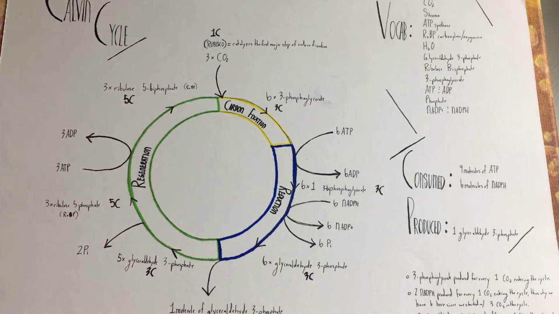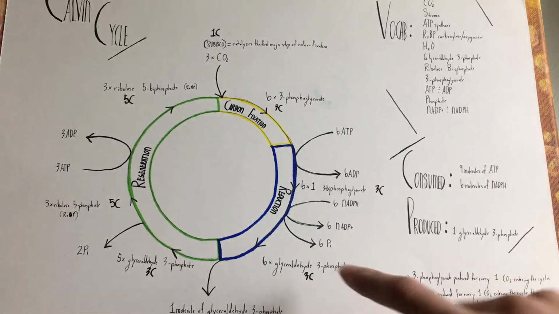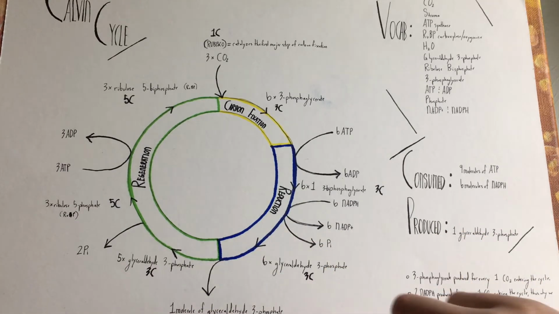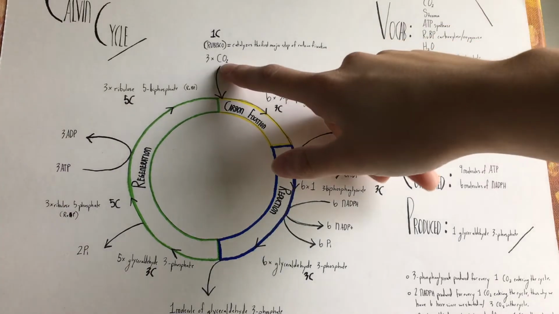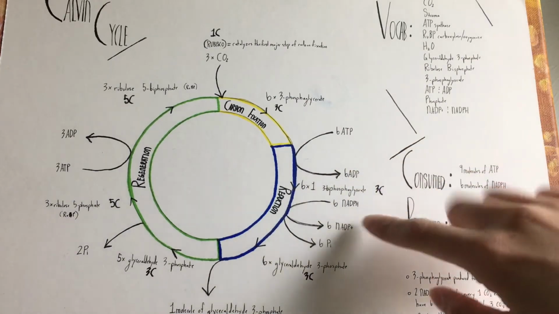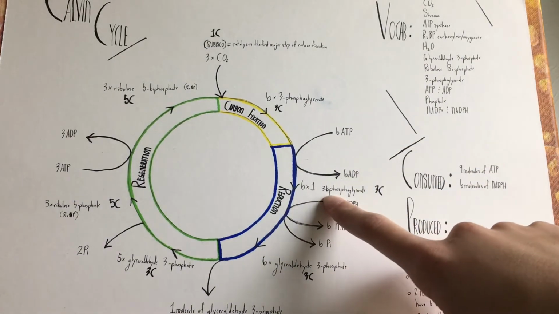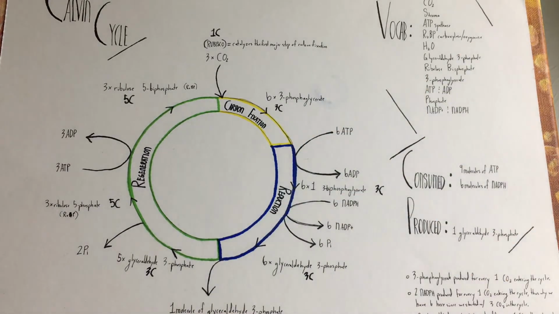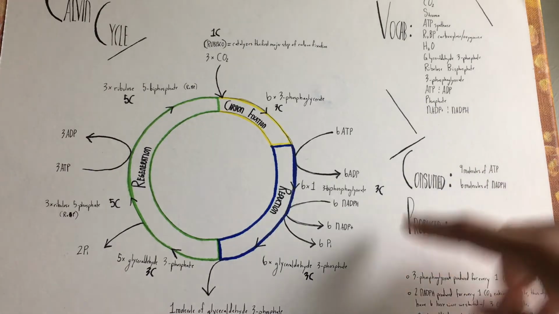So just some things to remember that I had to remind myself during mainly this section is that we have 3 phosphoglycerate produced for every 1 carbon dioxide that's entering the cycle. And that's why when we have 3 molecules of carbon dioxide, we have 6 of everything: 6 of the ATP, 6 of the NADPH, and 6 of the biphosphoglycerate and phosphoglycerate. Because at first when I was learning about this, I was kind of confused, but that makes sense.